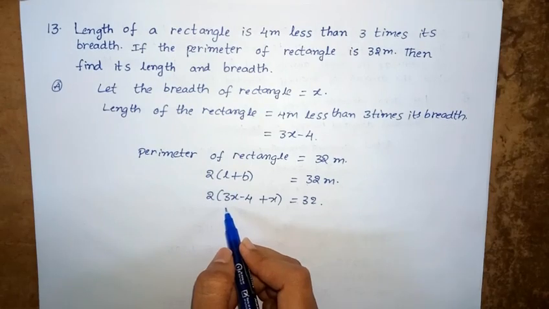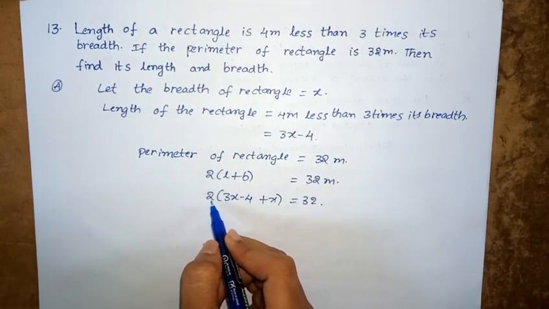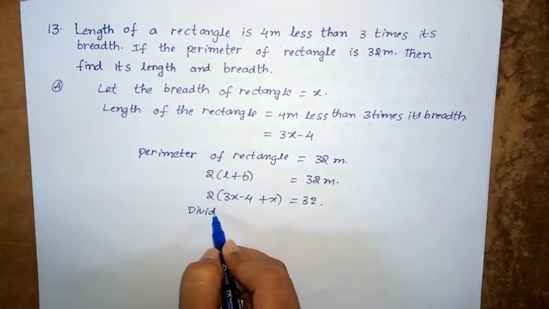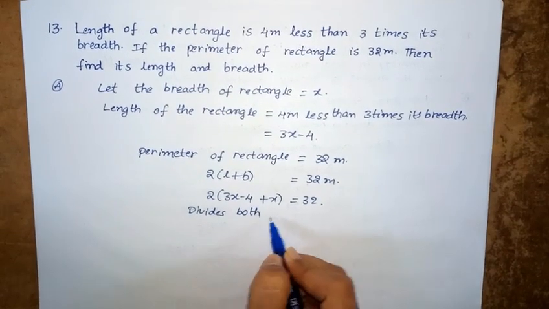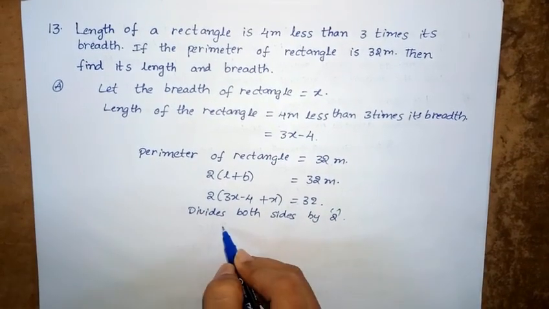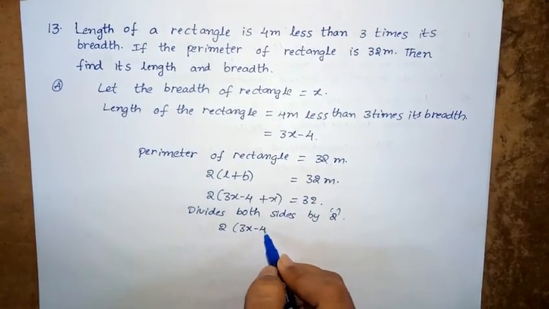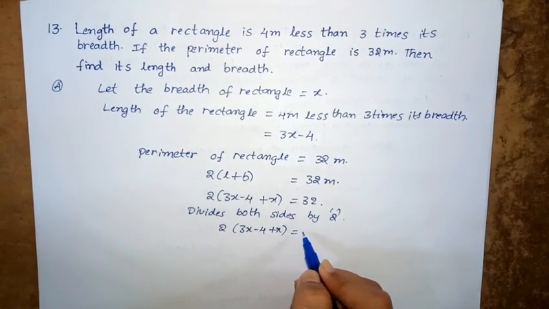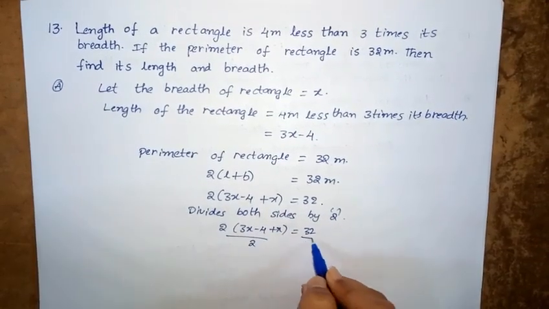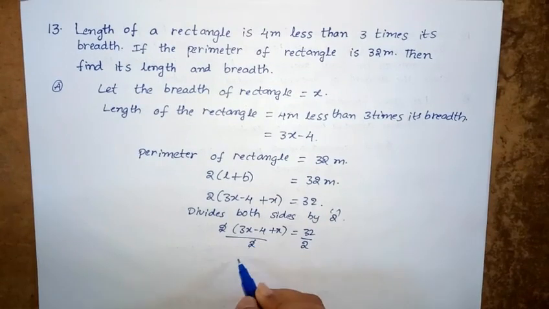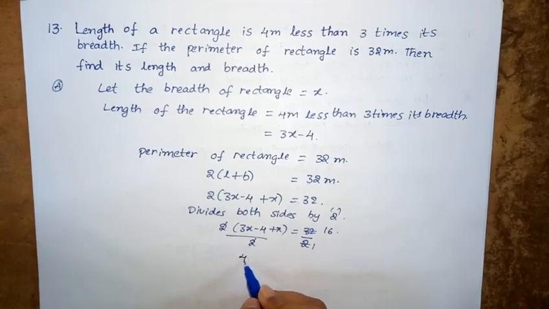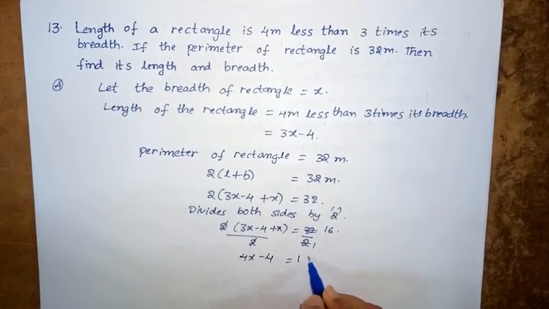First remove 2 by dividing both sides by 2. 2 into (3x minus 4 plus x) is equal to 32. So divide both sides by 2. The 2 in the numerator and denominator cancel. 2 ones are 2, 2 sixteens are 32. 3x plus x becomes 4x minus 4, which is equal to 16.